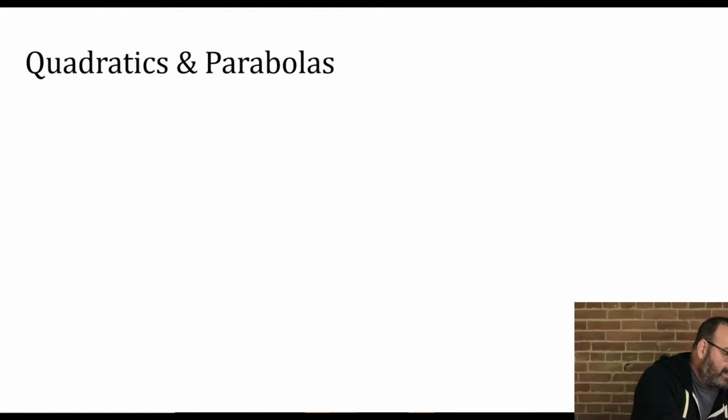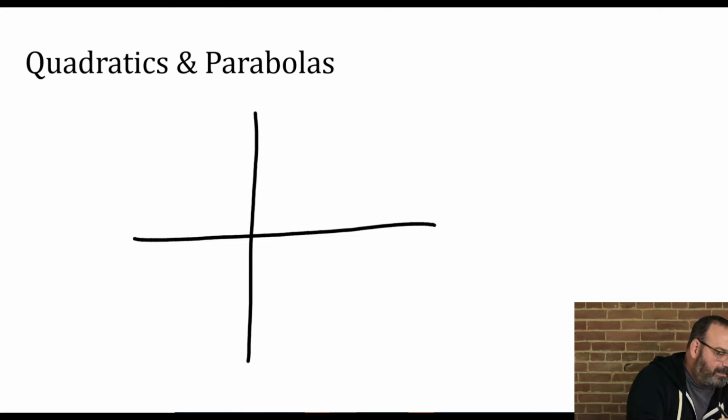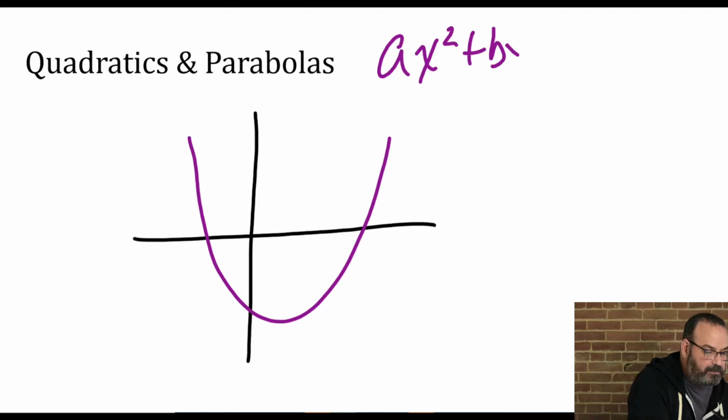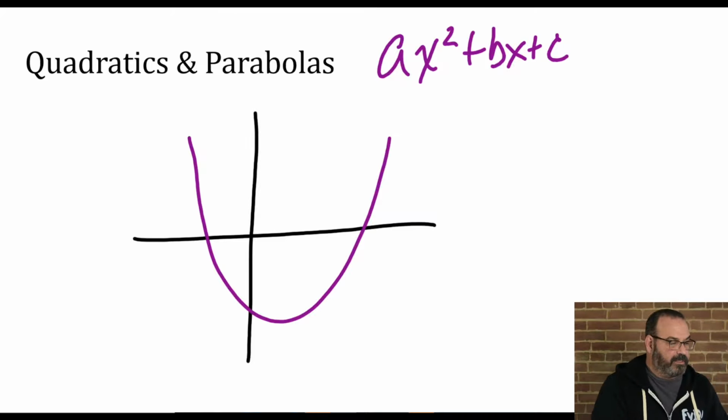Quadratics and parabolas. A quadratic in the xy plane, they always ask something about it. And the quadratic is given in the form ax squared plus bx plus c. This is the function of x. What are the things they want to know? They love to know this point right here. And it has 4 names.